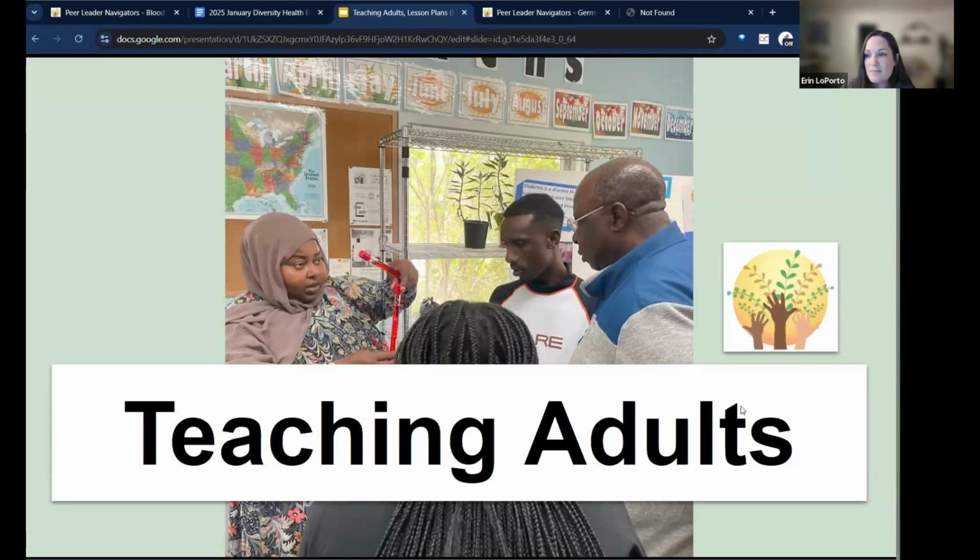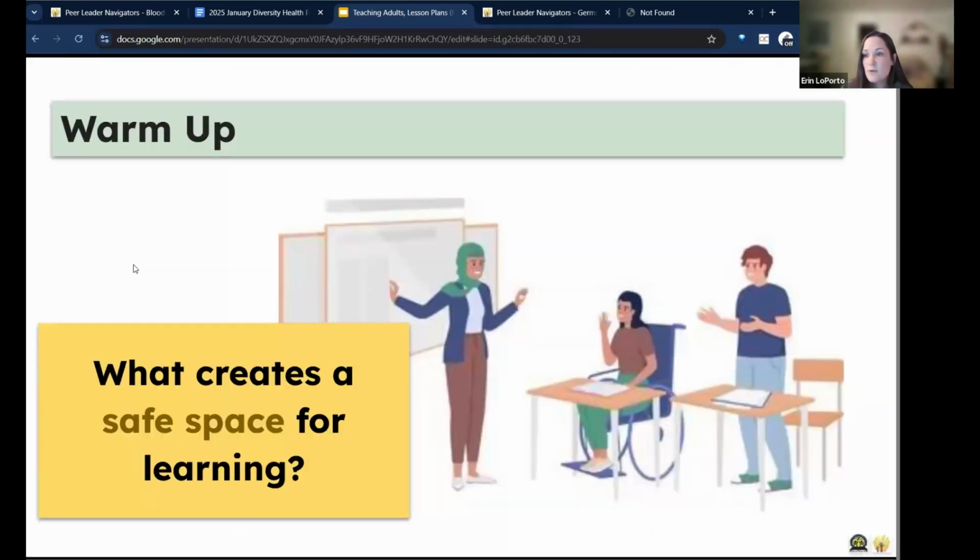So now we're going to go into some basic teaching adults best practices, because adults learn a little bit differently than kids. Like I mentioned earlier, they really need to be able to engage with the material, very visual, see what we're trying to explain. So our warm up for this, and this is for the PLNs here to answer, what creates a safe space for learning in general? Many of you have a lot of experience already, so I'm wondering what you think creates a safe space.